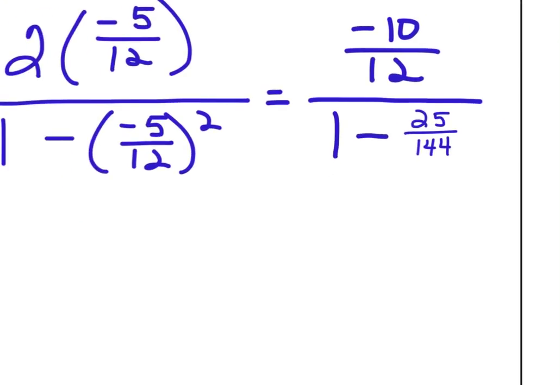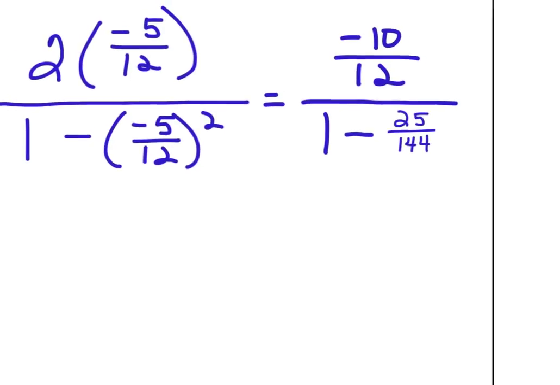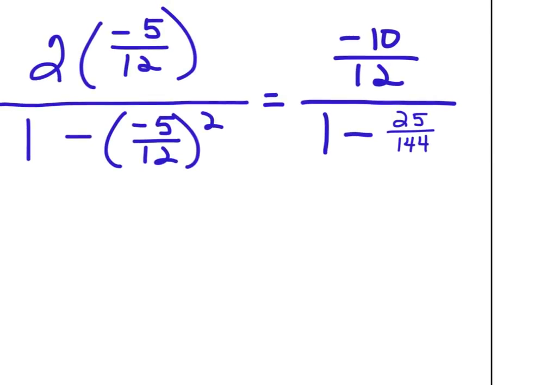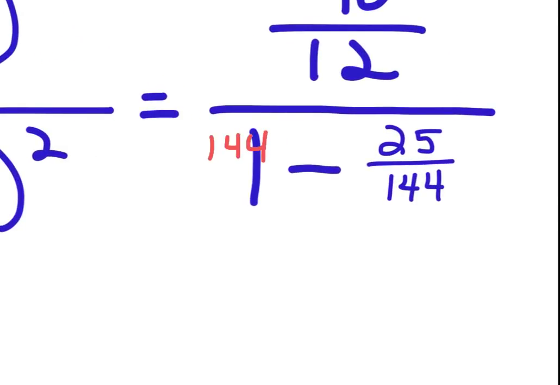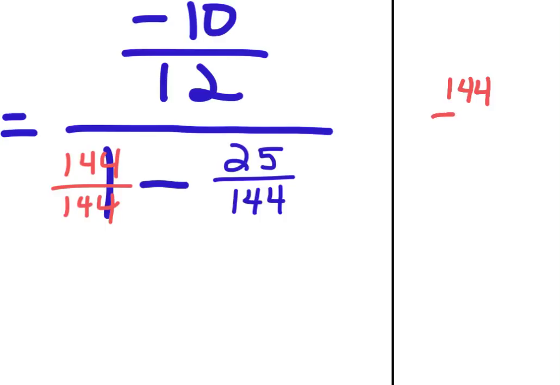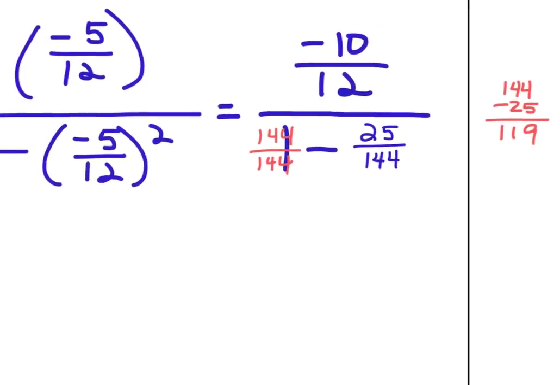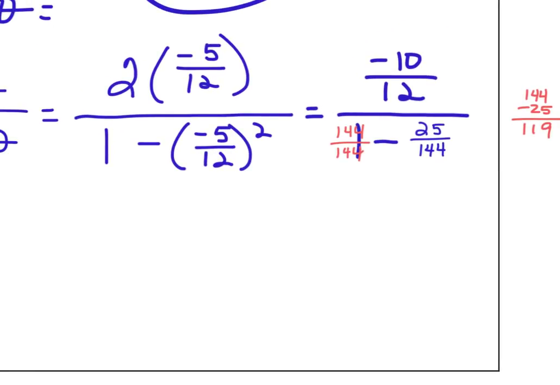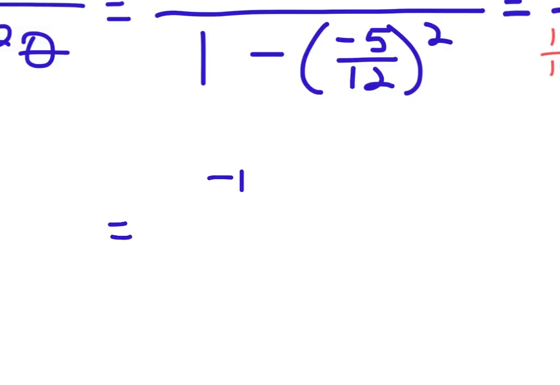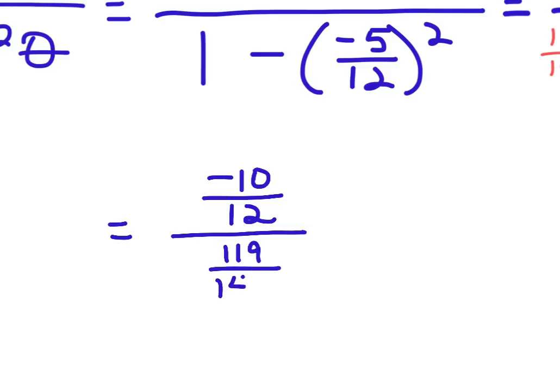Now, because we're not dealing with any radicals, I actually would like you to simplify this. So I'm going to leave the 10 over 12 up there for now and deal with the subtraction that's in the denominator. So I'm going to change that 1 to 144 over 144, and 144 minus 25 should be 119. And so I'm going to rewrite that whole fraction as negative 10 over 12 all over 119 over 144.